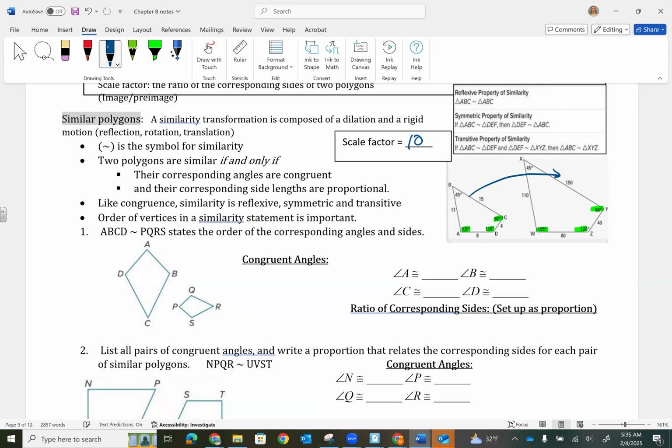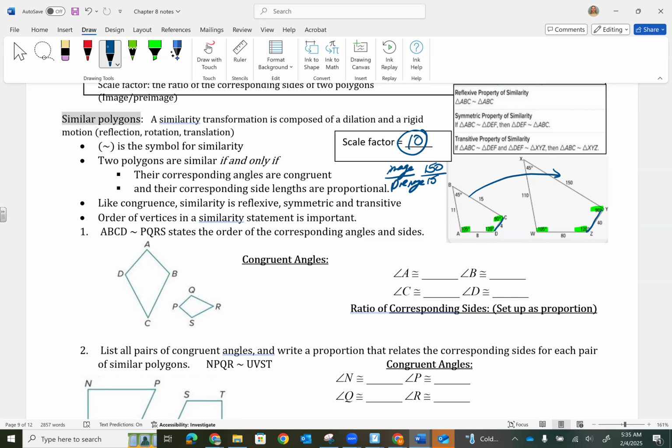And how you can get that is you always put the image over the pre-image. Okay, and so the image side was 150 and the pre-image was 15, reducing that makes 10. And any of the sides, if you write it as a relationship, like 40 over 4, will give you that relationship. So that's a scaling factor. And if it's bigger than 1, it'll make it bigger. If it's getting smaller, then the scale factor will be a number smaller than 1, like a half.